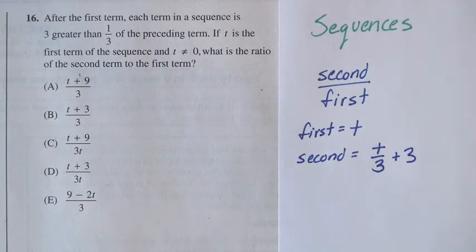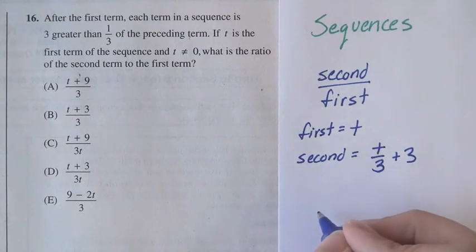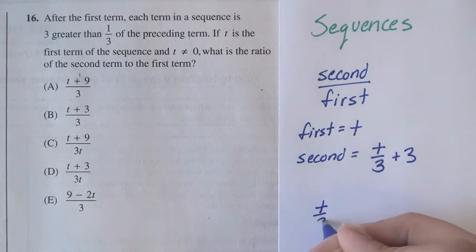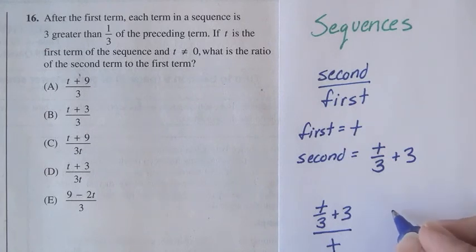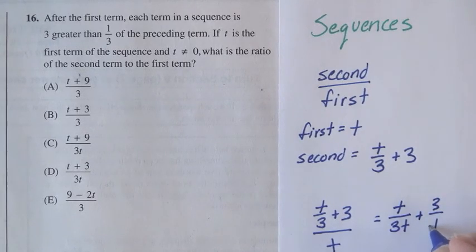All right, next step is to sub these values into our ratio, second over first. So we have t over 3 plus 3, and that's got to be all divided by t. So the job here really is to simplify this fraction into something that looks like one of the options over there. Okay, so we have t over 3 plus 3 over t. So that'll simplify to t over 3t plus 3 over t. I'm just dividing each of the individual terms by t.